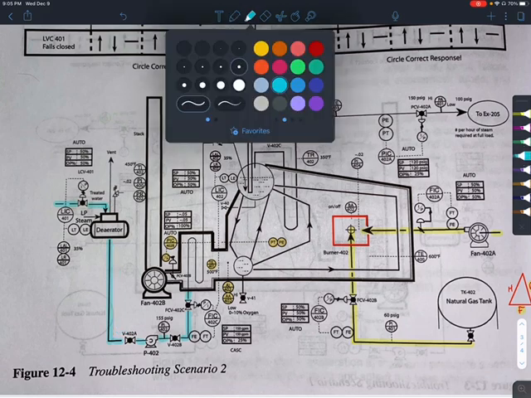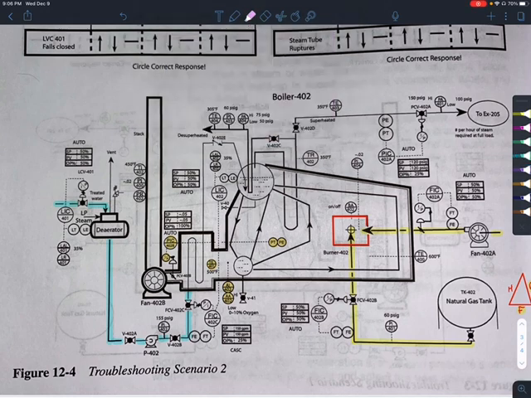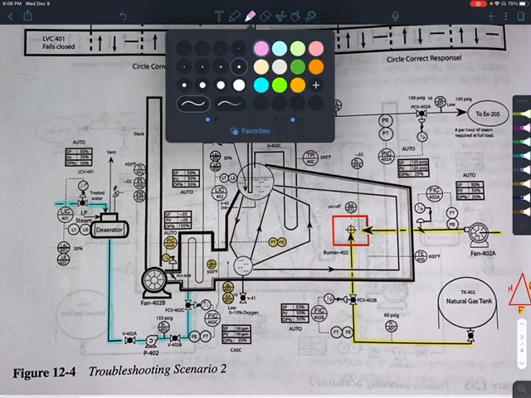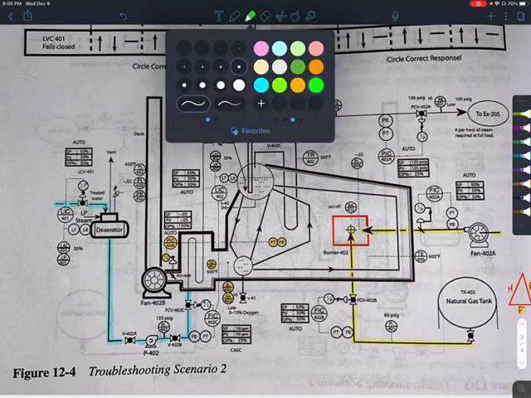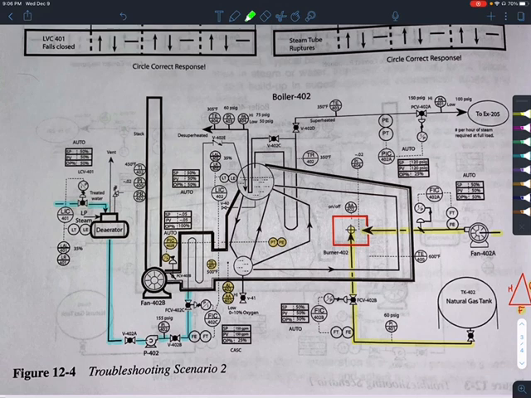And you know what? Let's just mark off all the globe valves. We'll do salmon. Salmon color. Oh, you can't see that. I can't even see that. So we'll do this green. Very bright green. So let's just mark off all the globe valves real quick. Globe valve here, a globe valve there, a globe valve here, a globe valve there, globe valve here.